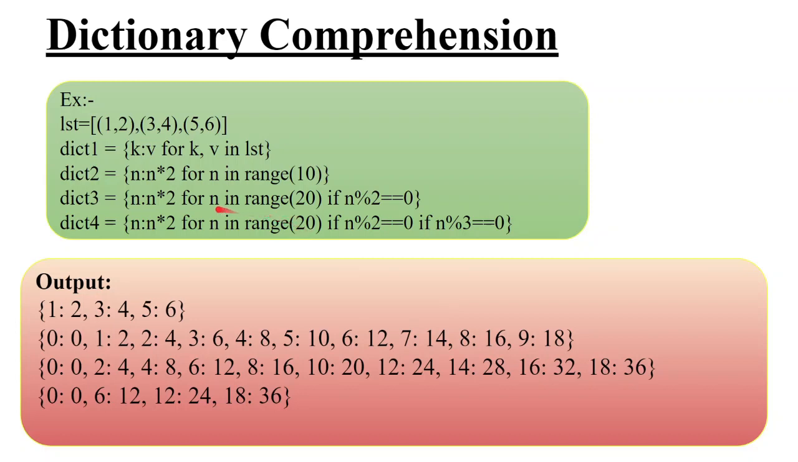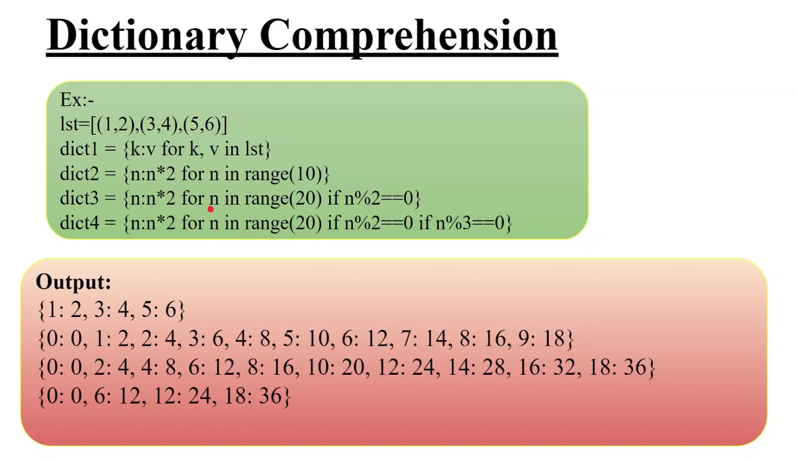In the third example, we can see here, for each value of n, only if this condition is true will this expression get executed. So for n value 0, n mod 2 is 0, which is true. So if this condition is true, then this expression gets executed. So 0 becomes the key, and 0 into 2 becomes the value associated with the key 0.